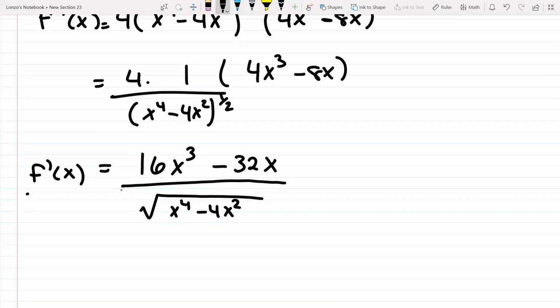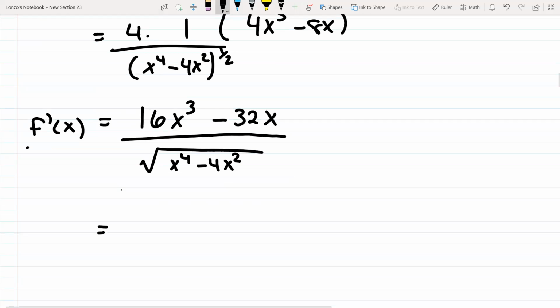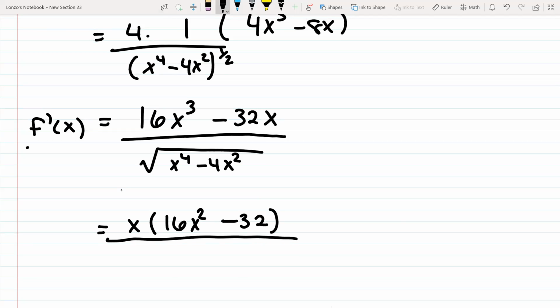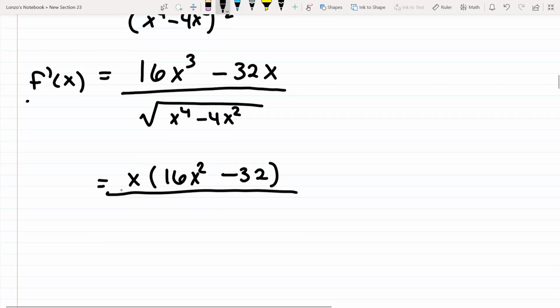Then what you're going to do is, could we take anything out of the numerator, and the same thing with the denominator? I think so. Let's take out 1x. So on the numerator, you could take out 1x, so this would be 16x squared minus 32, over, and then over here, I can take out an x squared.